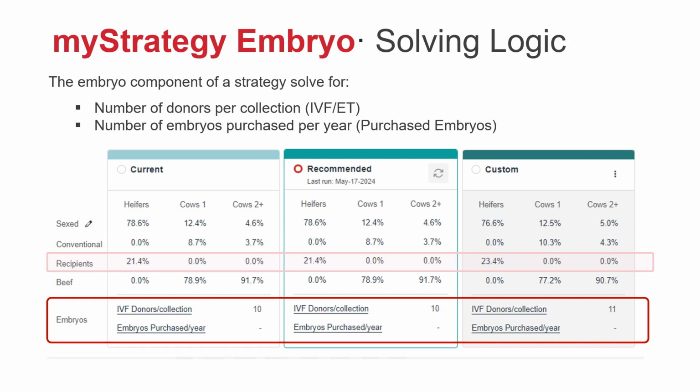Now, the recipients' percentages are calculated as a function of the embryos produced by the donors that will be implanted within the year. The same goes for the purchased embryo scenario. It's going to be a function of the embryos purchased within the year that will be implanted within the herd.